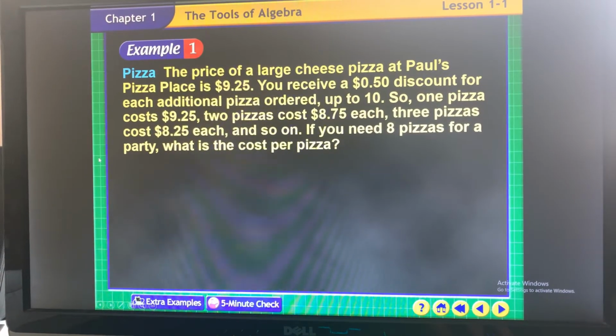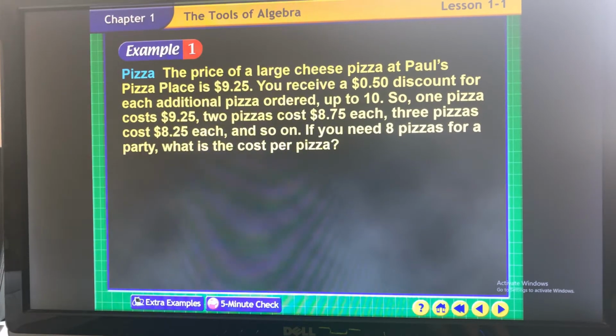The price of a large cheese pizza at Paul's Pizza Place is $9.25. You receive a 50-cent discount for each additional pizza ordered up to 10. So 1 pizza costs $9.25, 2 pizzas cost $8.75 each, 3 pizzas cost $8.25 each, and so on. If you need 8 pizzas for a party, what is the cost per pizza? So what I would want you to do right now is pause and then try to figure this problem out, because I'm going to work through it right now.